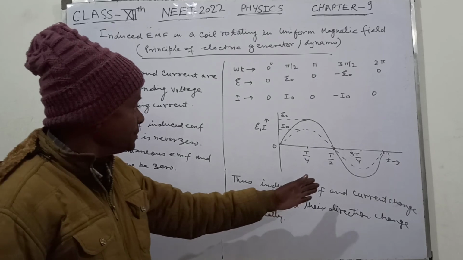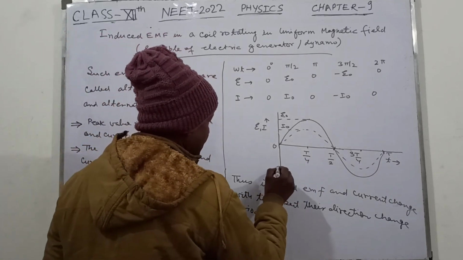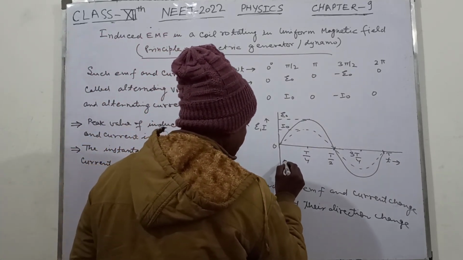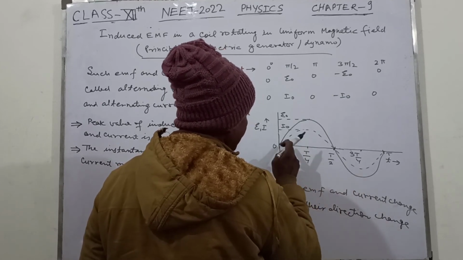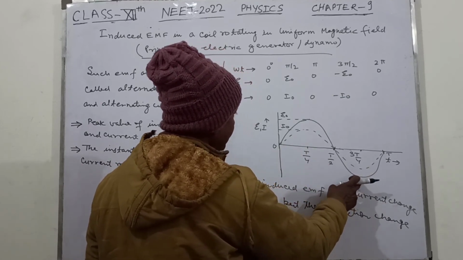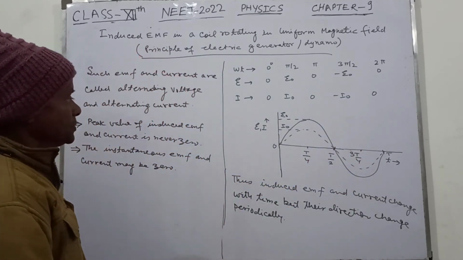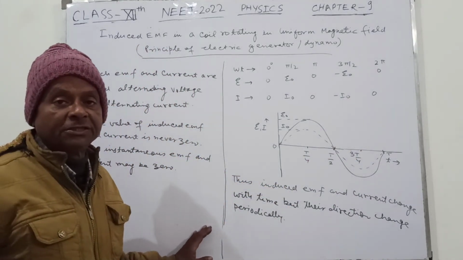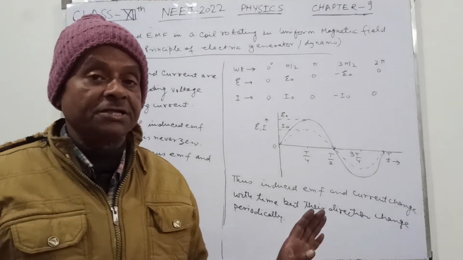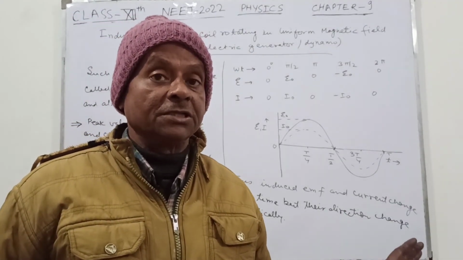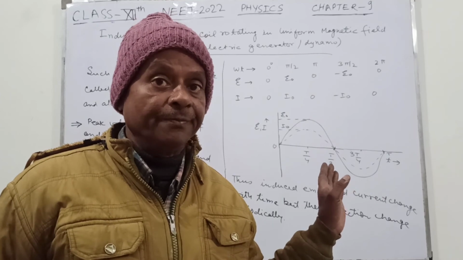Moreover, we see that here we are having negative values. So this corresponds to minus E naught and minus I naught. In this way, the direction of the current changes. So this is the principle of the generator. The electricity that is produced nowadays depends upon this principle.